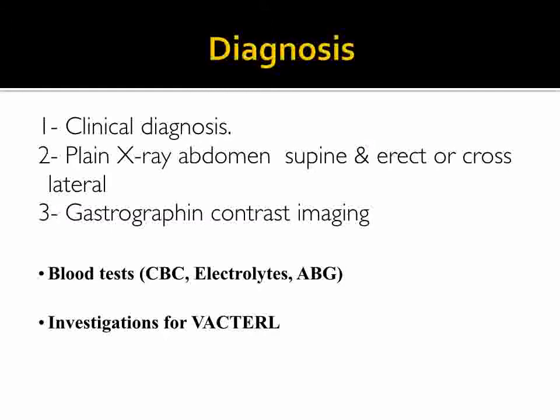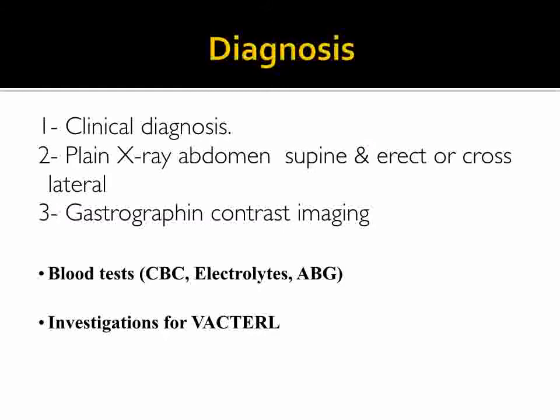we will diagnose this baby clinically, and during clinical diagnosis you have to keep in mind that early vomiting and less abdominal distension indicate proximal obstruction, and late vomiting and marked abdominal distension indicate distal obstruction. So the clinical diagnosis is very important in suspecting the level of obstruction.